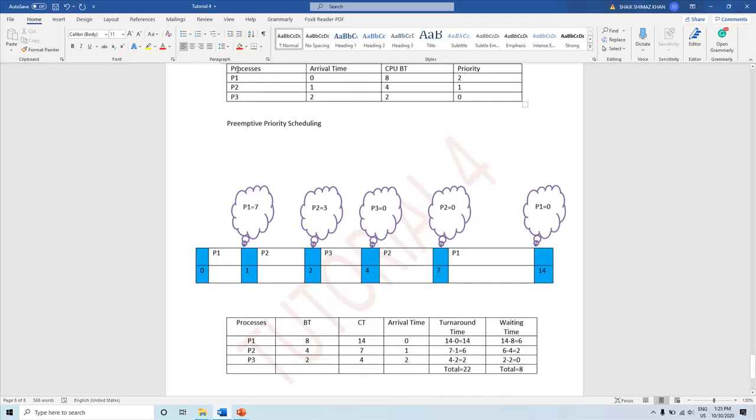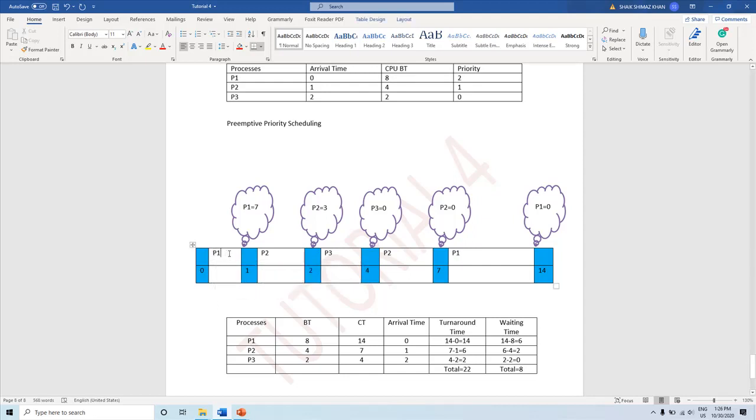So this is the input data given. When you see this, you understand that P3 has the highest priority, P2 has the second highest priority, and P1 has the lowest priority. However, at time 0, only P1 exists in the ready queue. So the scheduler picks up P1 and the dispatcher allocates the CPU to P1.